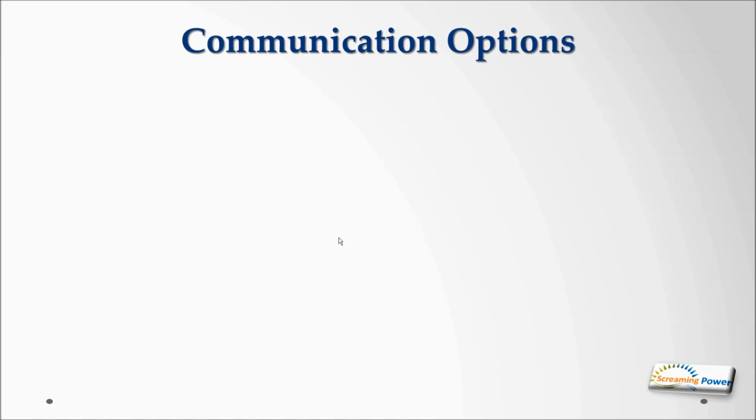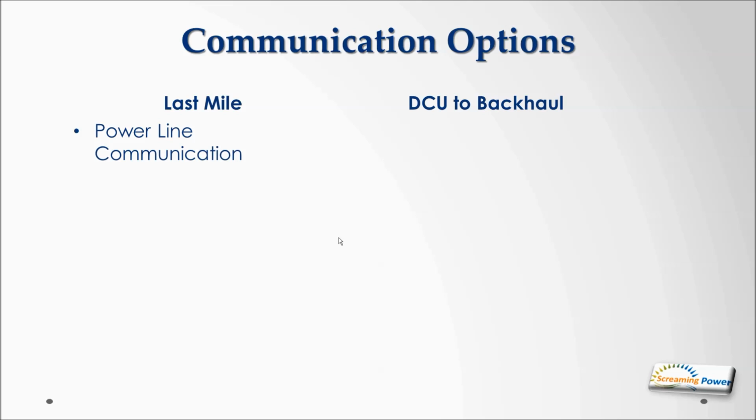We have a quick look at the communications options. I'm not going to spend a great deal of time on this, and I'm not also going to talk about the corporate LANs. I will talk though about the last mile communications that we've just mentioned, and the data concentrators into the backhaul network. So last mile, we have things like power line communication, radio mesh, which is in the license frequency, typically less than 1 gigahertz.